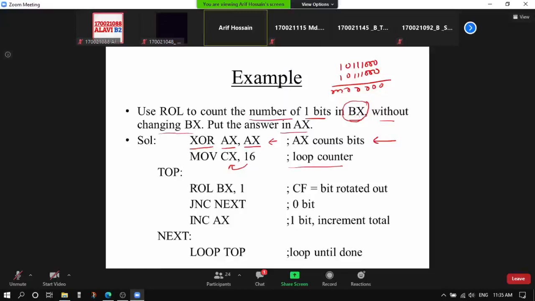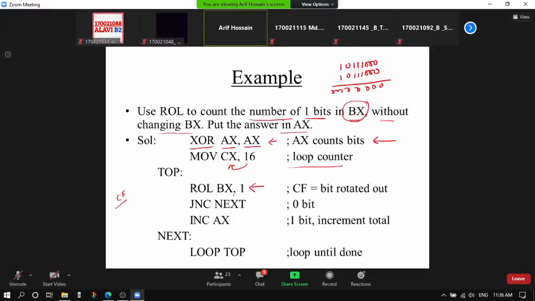Now come inside the loop. Rotate left BX comma 1. Whatever is there in your BX will be rotated just once. Since I am doing rotate left, whatever was there in the MSB will be moved to the carry flag. Again, after this line, whatever value was there in the MSB of your BX will move to the carry flag.